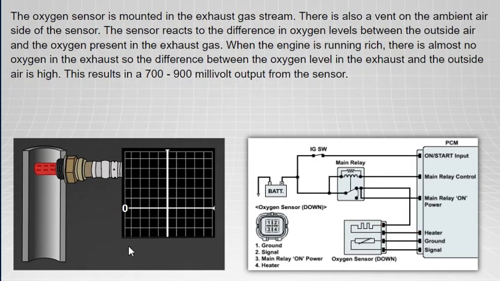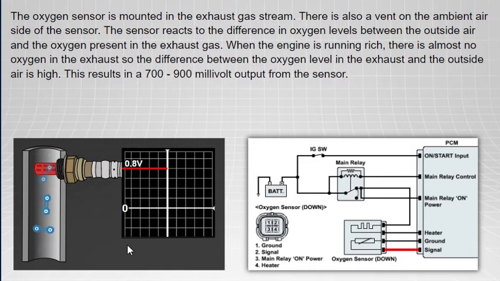The oxygen sensor is mounted in the exhaust gas stream. There's also a vent on the ambient air side of the sensor. The sensor reacts to the difference in oxygen levels between the outside air and the oxygen present in the exhaust gas. When the engine is running rich, there is almost no oxygen in the exhaust, so the difference between the oxygen level in the exhaust and the outside air is high.